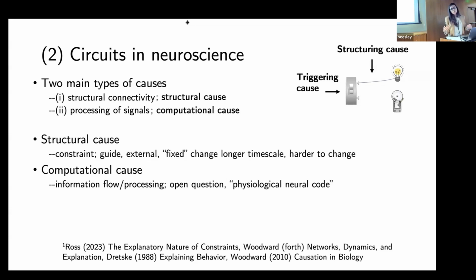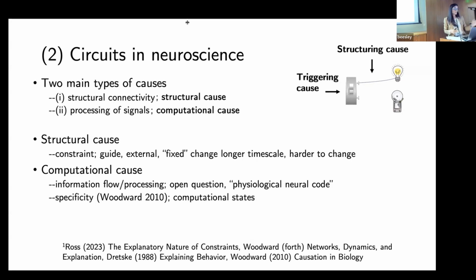A first step into thinking about this type of computational cause is to think about computational states and how earlier states in the system are causally influencing later computational states in the system. There are notions of causal specificity that I think will be helpful here in thinking about information flow through a system.